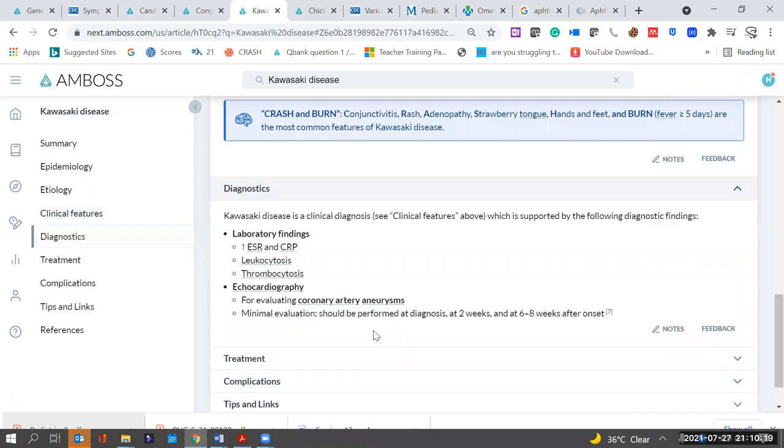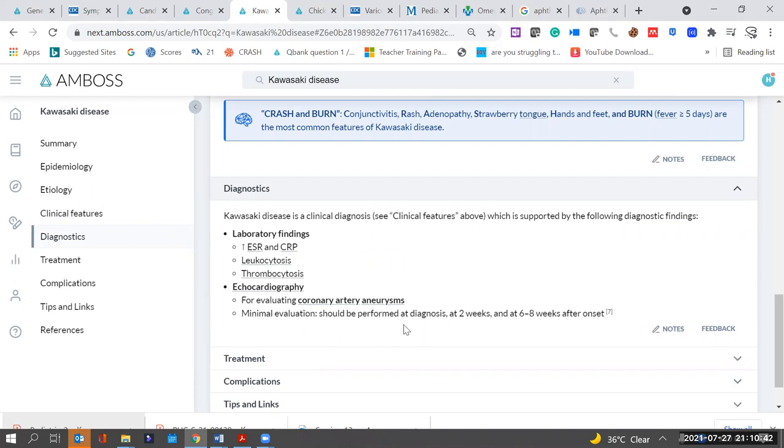Of course, you will go for lab testing. First you will see the general markers increased, like high ESR and CRP, which will give you a clue that infection is going on. Leukocytosis must be there because there is infection and inflammation, and thrombocytosis; everything will be on the higher side. On echocardiography, you will evaluate for coronary artery aneurysm. If the big arteries are involved, you will appreciate it on echocardiography.